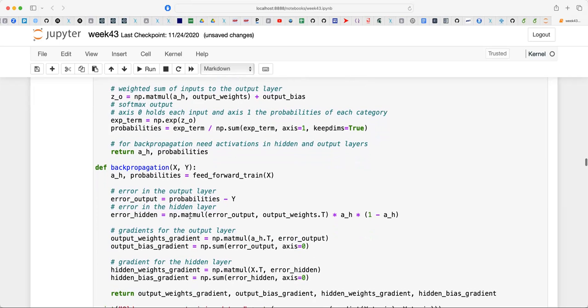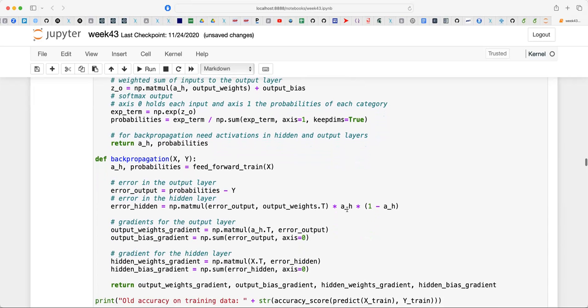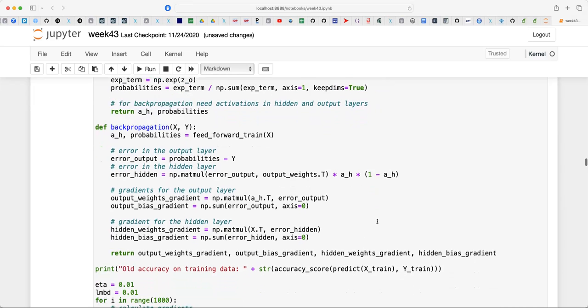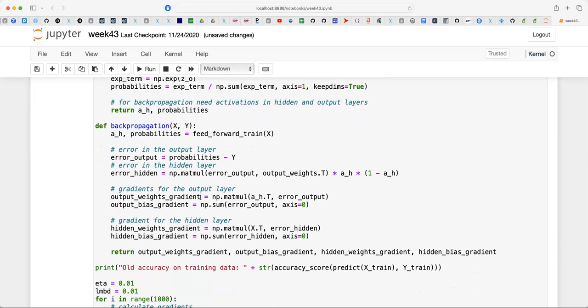And then you set up the error for the hidden layers, and you multiply the numbers you have from the output with the output weights, and then you multiply with the output from the hidden layer, and you have 1 minus a_h here, which is actually the derivative. The quantity you see here stems from the derivative of the activation function you have used. And then you have the output weights and output bias for the gradient.